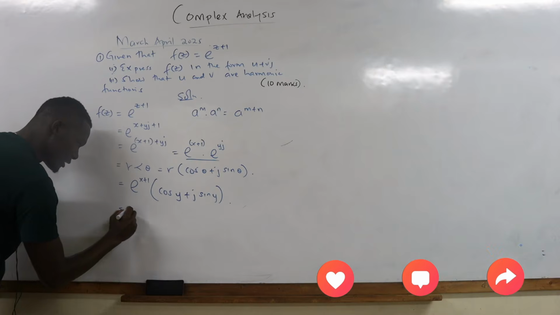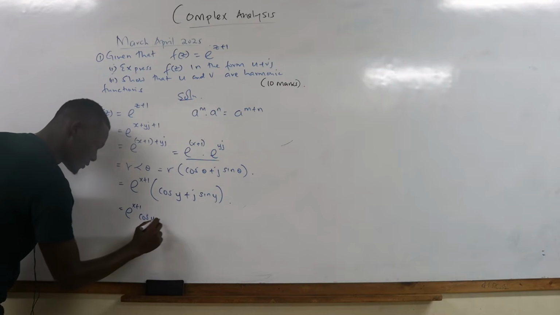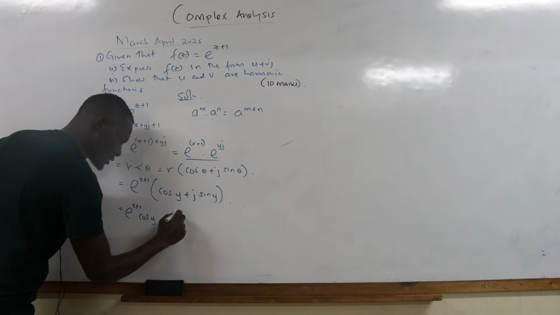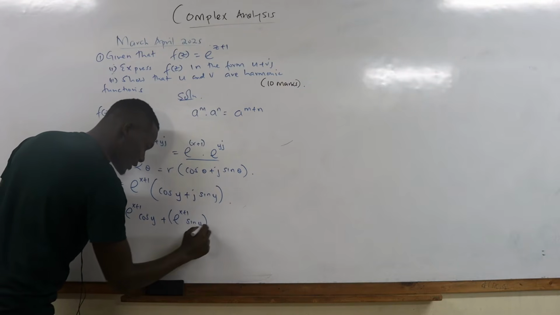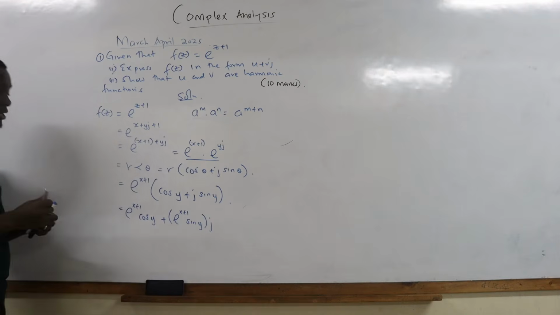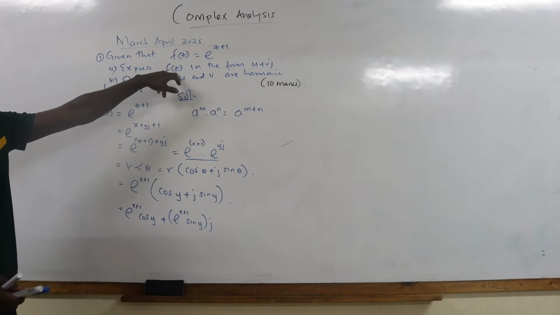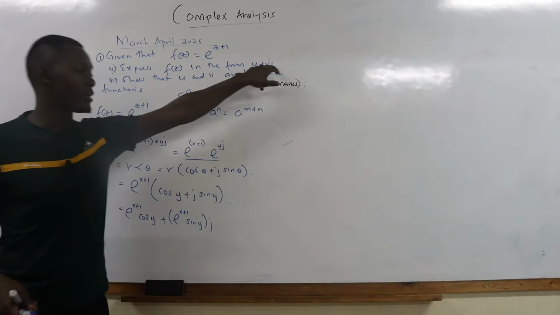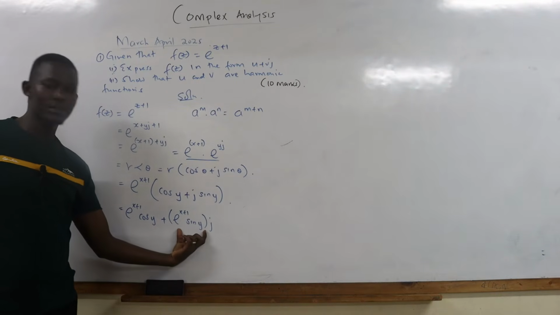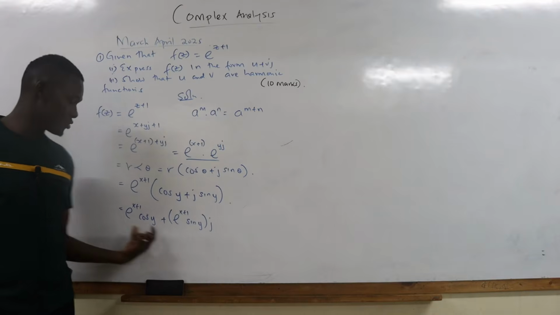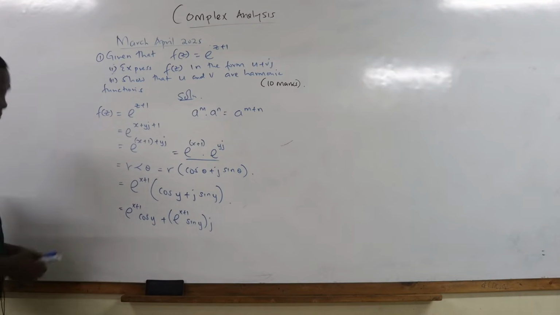So we shall have exponent x plus 1 cosine of y plus j exponent x plus 1 sine of y. Then you can put that into bracket, then you write j. And our first part has been solved because we have written our function f(z) in terms of u and v j y, because this one is our u part, this one is our v part. So u, v, then the j. So our first part has been solved.